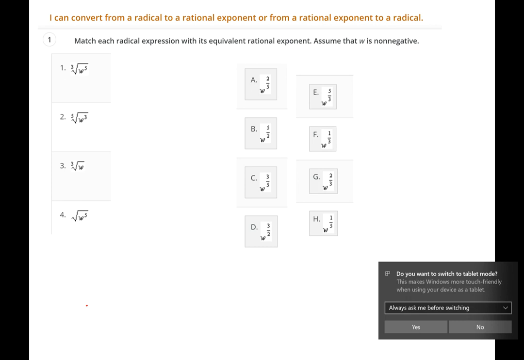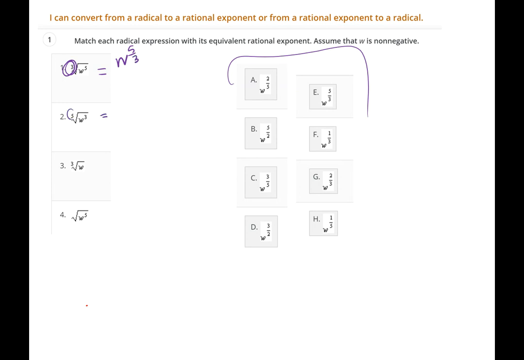In fact, I wouldn't even look at these guys over here. I would just convert all of these so you make sure you've done it correctly. So the root is what goes at the bottom. So whatever's on the inside becomes the numerator. So it should be w to the 5/3 power. And then the root is at the bottom. So w to the 3/5 power. The root's at the bottom.